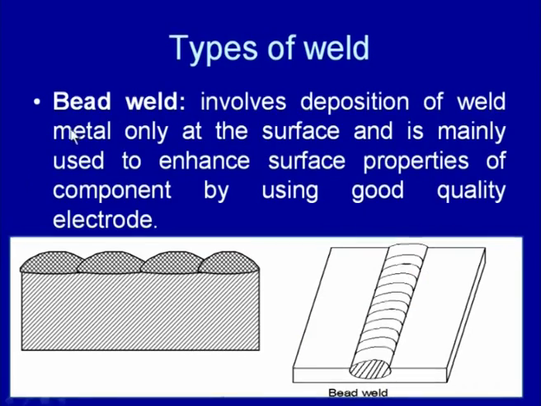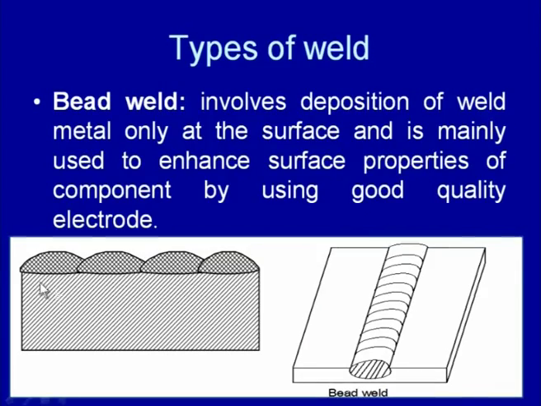The bead weld is another type of weld which involves the deposition of the weld metal only at the surface, and it is mainly used to enhance the surface properties of the component by developing a good quality surface using good quality electrodes. So, in this case primarily we have one base material, and the top surface of the base material is melted a little bit, and the good quality material is deposited from the electrode.